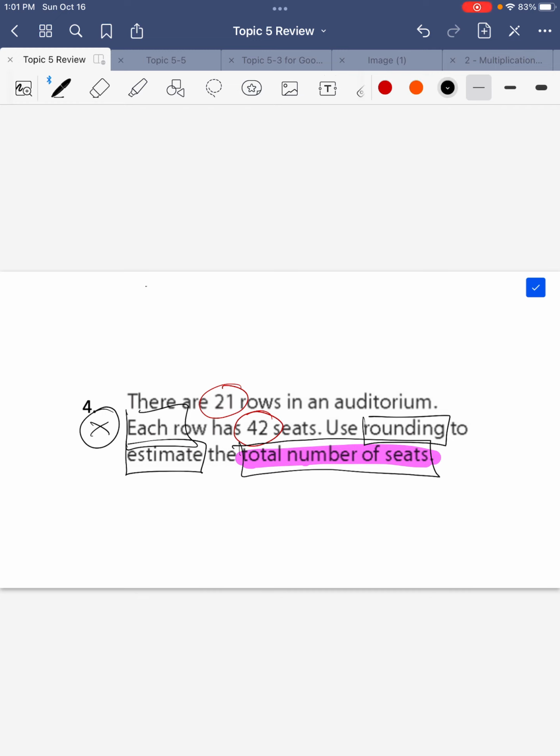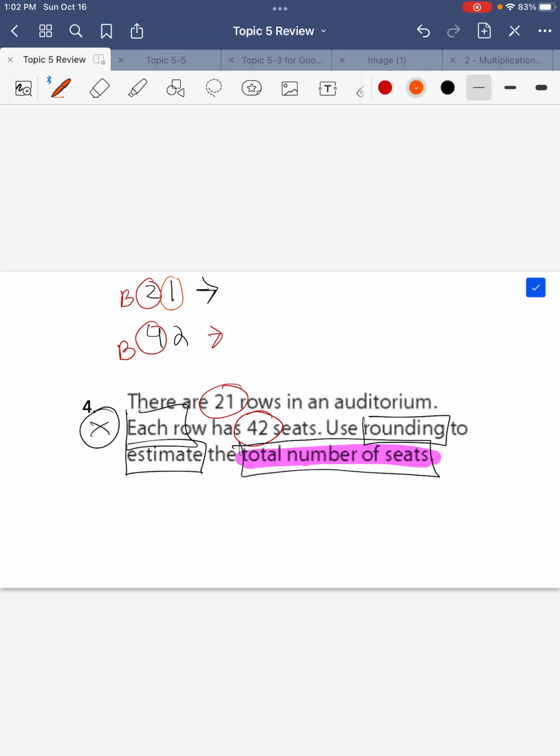So I'm going to write my numbers here, 21, 42, 21. If it doesn't tell me where to round to, I'm rounding to the nearest left. So these numbers on this side will be my babies. So this is my baby. The 4 is my baby.